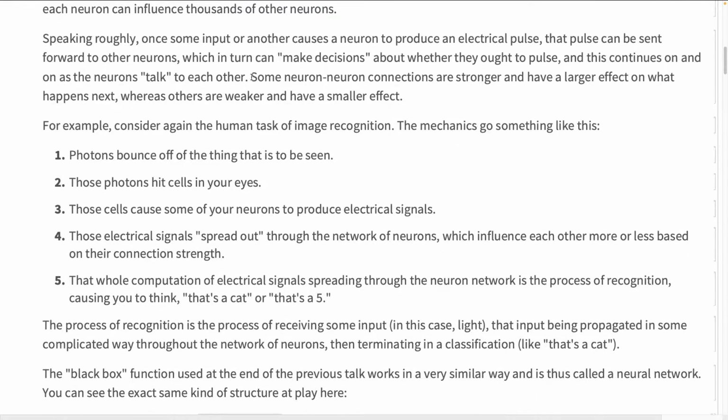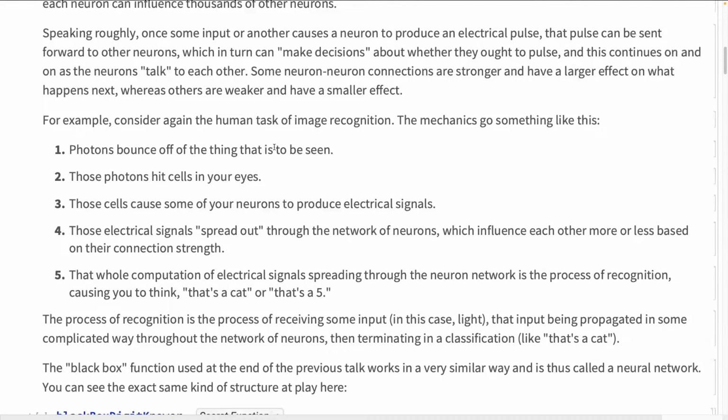It's important to note that some neuron-neuron connections are stronger and have a larger effect on what happens next, while other connections are weaker. So while neurons are connected on average to, say, 1,000 or so other neurons, they're not connected with the same strength to all those other 1,000 neurons. So as an example, I think the example helps to clarify things here.